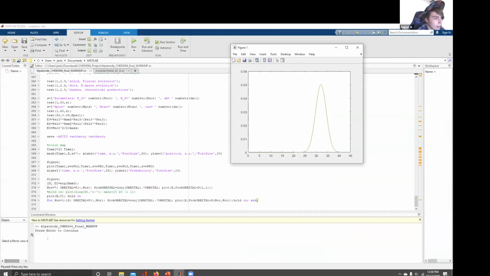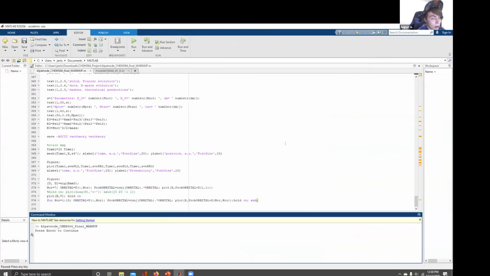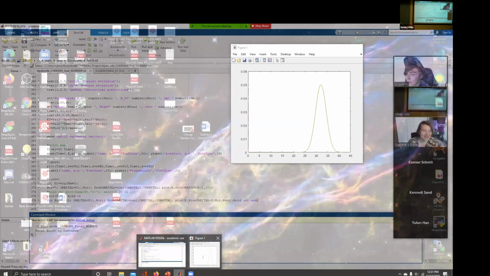All right. You can see the MATLAB, correct? Yes. We see the command line.